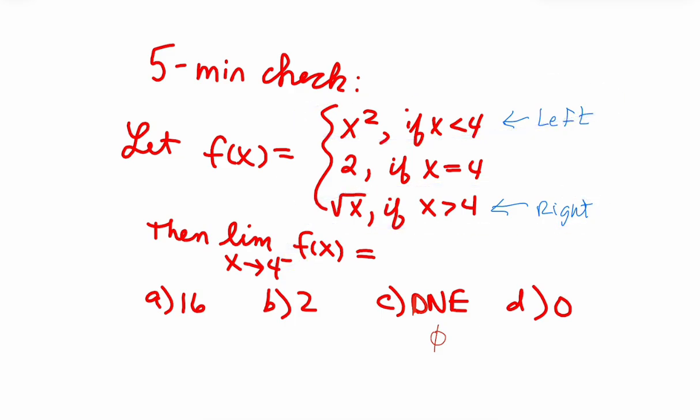But because of the little notation that tells us we're coming in from the left, we only have to see what is the height as we come into that function to 4 from the left. Well, 4 squared is 16, so we're almost making it to a height of 16. The answer is 16, or A.